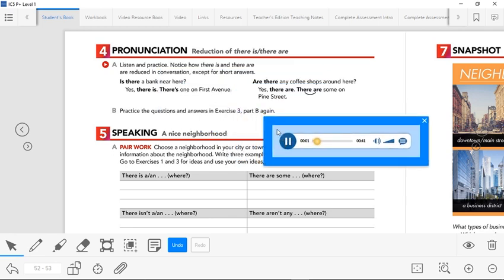Page 52. Exercise 4. Pronunciation. Reduction of there is, there are. Part A. Listen and practice. Notice how there is and there are reduced in conversation, except for short answers. Is there a bank near here? Yes, there is. There is one on First Avenue. Are there any coffee shops around here? Yes, there are. There are some on Pine Street.